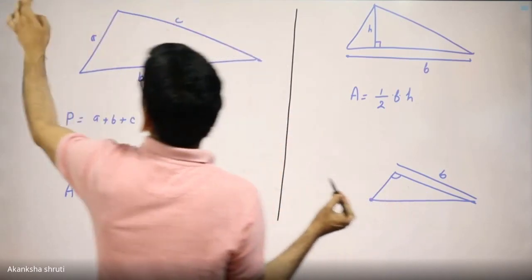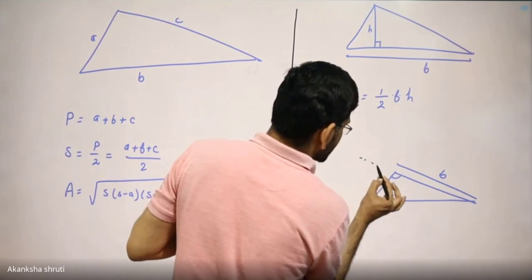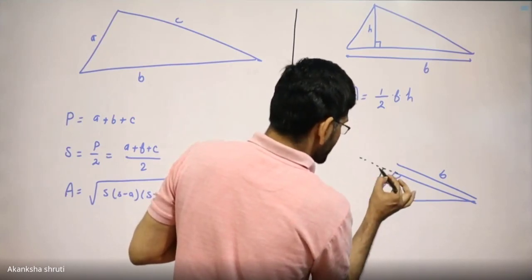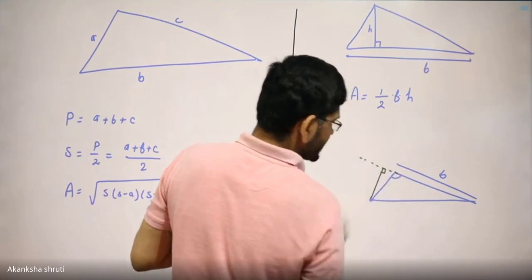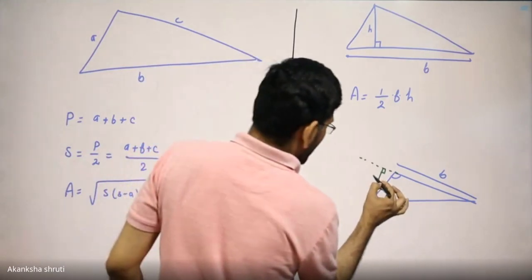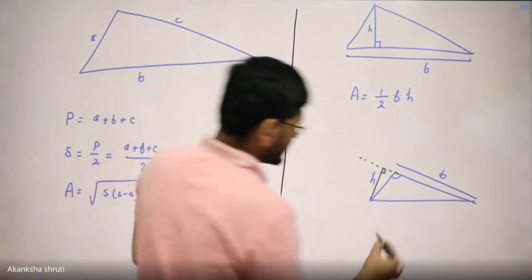So the perpendicular in this case is obtained by extending this side length. First we need to extend it, then we need to draw it so that it appears as 90 degrees. So in this case, the perpendicular or the height will be this one, though the formula remains the same.